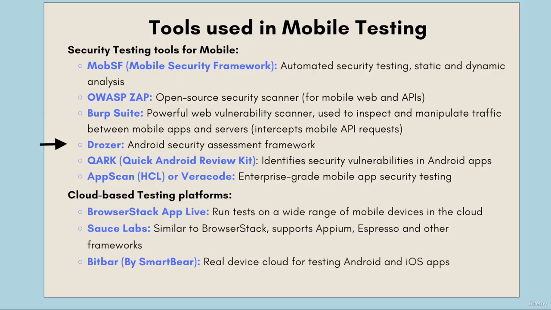Drozer, this is an Android Security Assessment Framework. QARK, Quick Android Review Kit. It identifies security vulnerabilities in Android apps. AppScan, HCL or Veracode, enterprise-grade mobile app security testing.